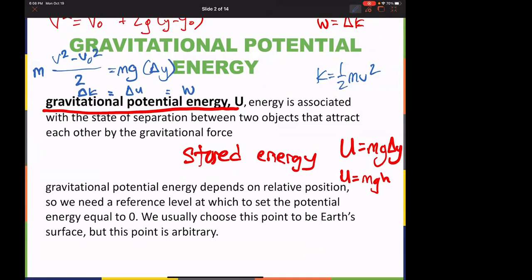So the work can be done to change your kinetic energy to speed you up, or you can do work like when you're lifting a box. You do work in that case, you're moving a force over a distance, and now that box, when it gets up here, it has potential energy because that box can fall and do work. So this relationship between work and energy still holds true, even for potential energy.